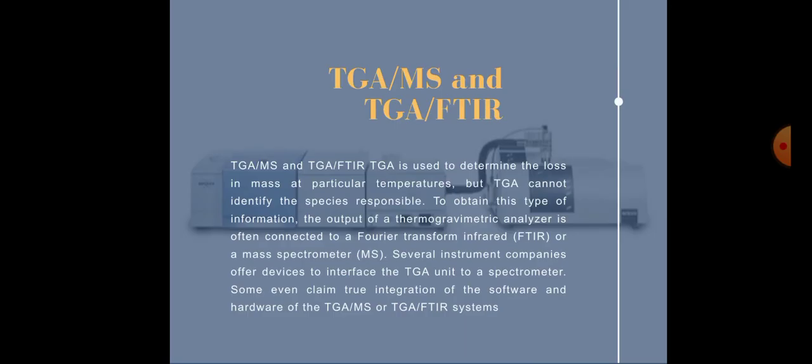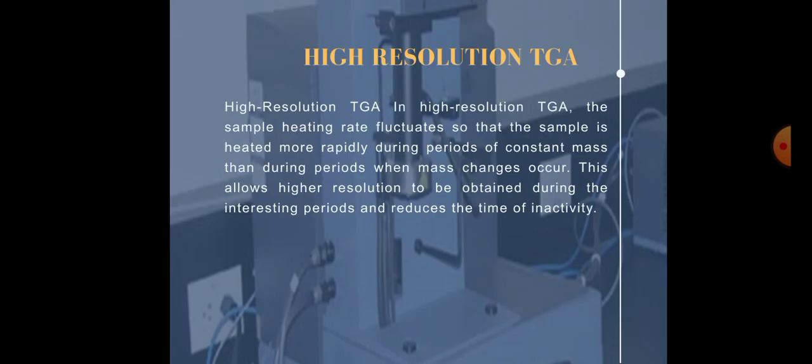TGMS and TGFTIR. TG is used to determine the loss in mass at a particular temperature, but TG cannot identify the species responsible. To obtain this type of information, the output of a thermogravimetric analyzer is often connected to a Fourier transform infrared system or a mass spectrometer. Several instrument companies offer devices to interface the TG unit to a spectrometer. Some even claim true integration of the software and hardware of the TGMS and TGFTIR systems.